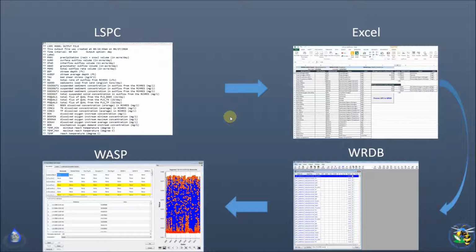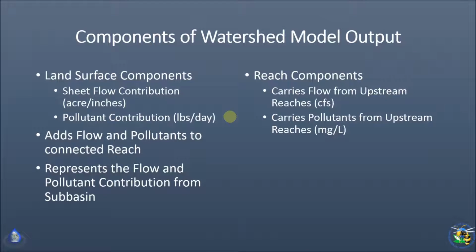Let's begin by looking at some of the components of a watershed model. The main things that we have to think about when we're linking watershed models to a receiving water body model is there are two different sources of flows and loads that come off of the watershed that have to be processed for the receiving water body model.